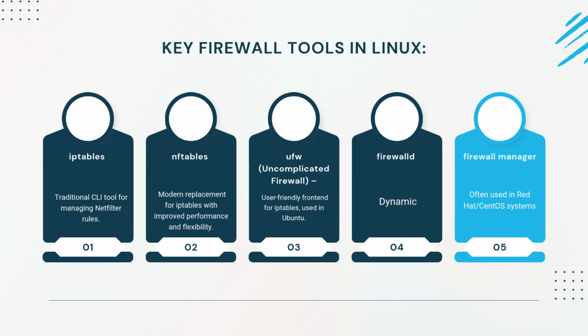So to sum it up, iptables is the old-school workhorse, nftables is the cleaner, modern upgrade, UFW is the quick and easy option, and firewalld gives you flexibility and dynamic control. Knowing which tool fits your needs is half the battle, and the good news is you really can't go wrong with any of them once you understand how they work.